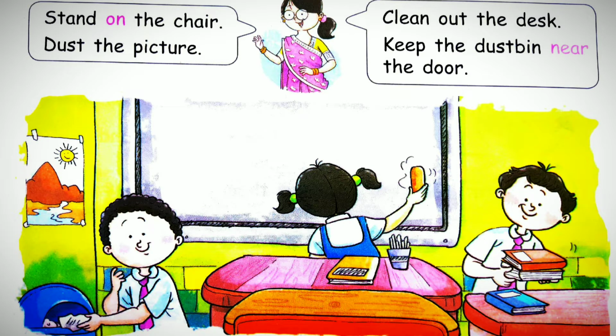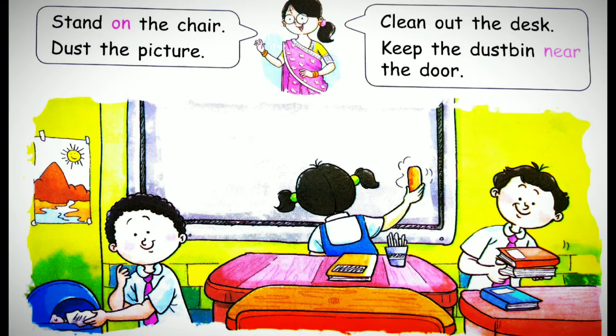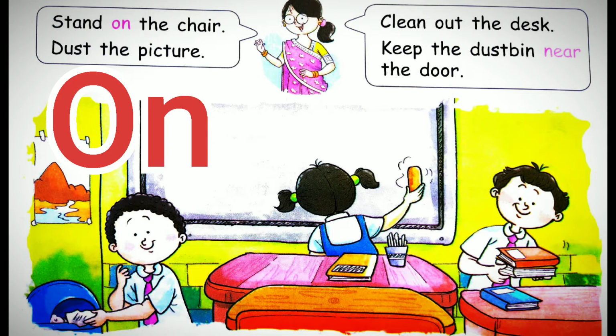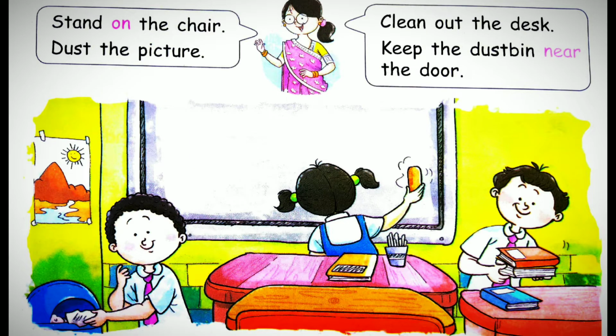Stand on the chair. There's the picture. Here, stand on the chair. On shows the position of the student. Where is the student? The student is on the chair. Look at the next word. What does the student have to do? The student has to dust the picture. Look at the next words.